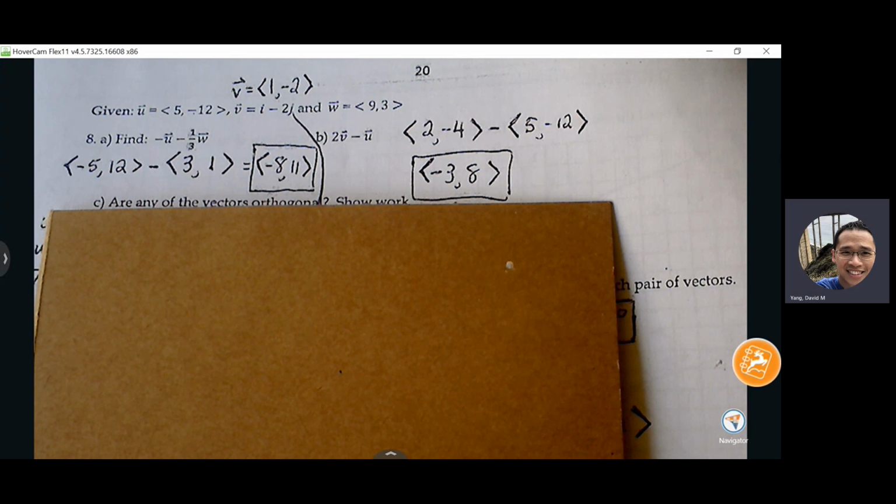And take vector v and double that. So vector v is in unit vector form, so I just want to rewrite it as 1, -2. Multiply that by 2, I get 2, -4. So there's 2v in vector form. There's my u unchanged. I put a minus in between it. So 2 minus -5 is 7... 2 minus -5, -4 minus 12. -4 plus 12 is 8.